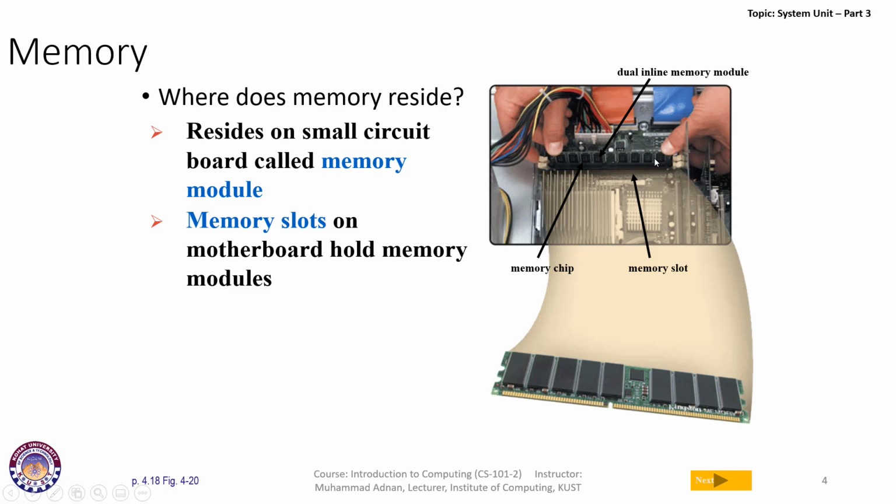You can see that there are 9 chips. These chips may be on both sides, in which case you call it a dual inline memory module. This RAM is very near to the processor. Why? Because it needs to give data instantly to the processor in order to enhance the processing speed of a computer.